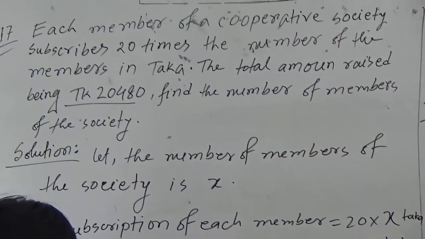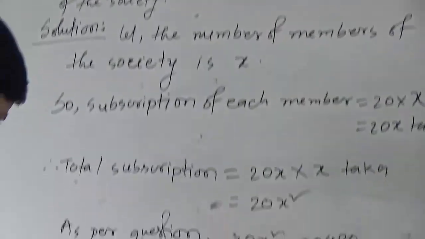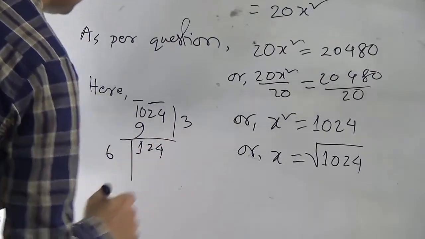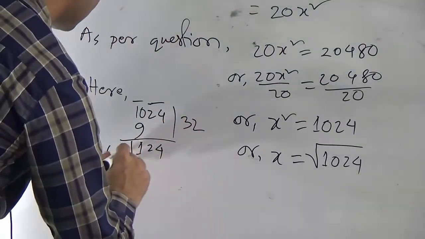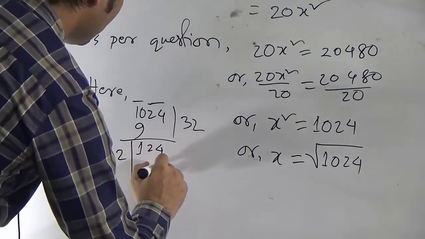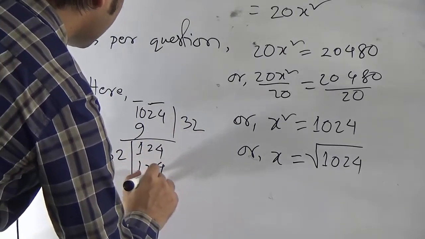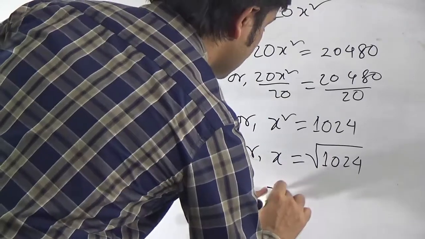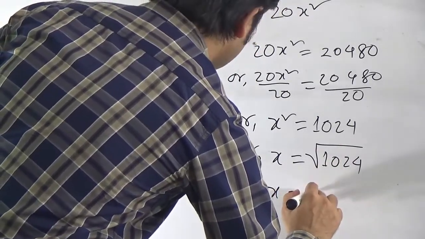Then right here 2 times 3, double of 3, that is 6. Now write the next pair here. Now take 2 times. 2 2s are 4, 6 2s are 12. So 0 here, if we subtract, we will get 0. Therefore x equals 32.